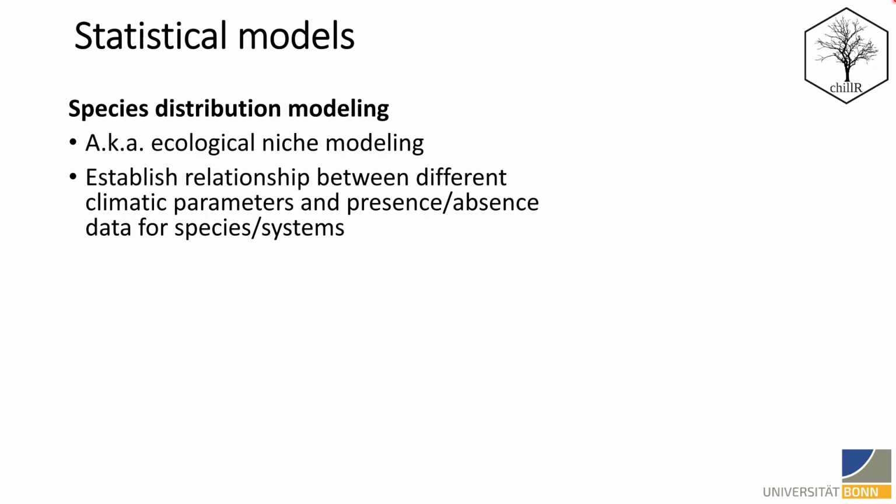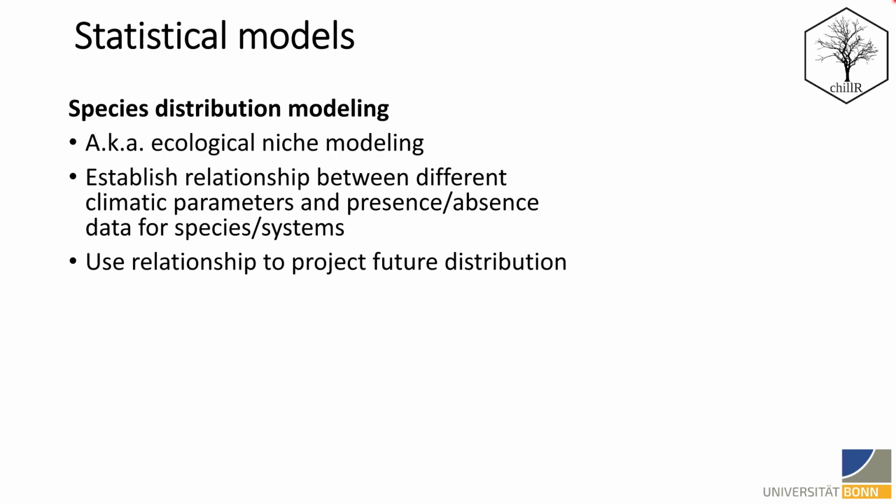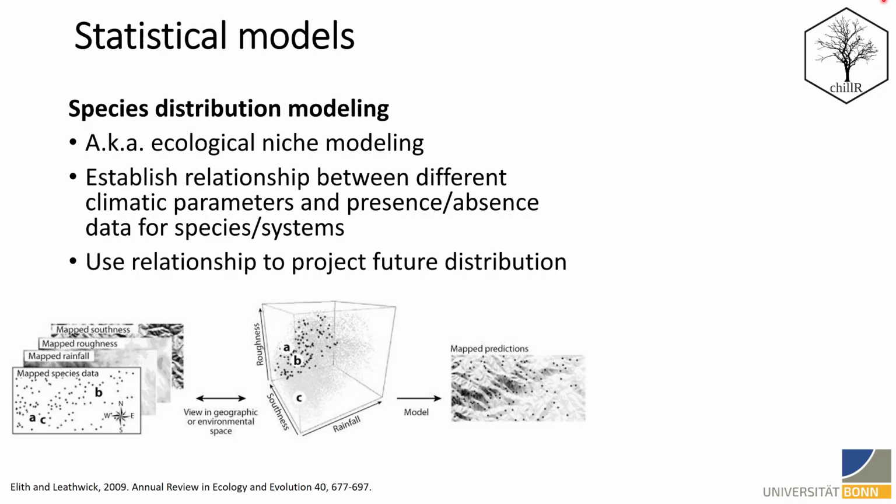Basically here, we're once again establishing a relationship between climatic parameters and something related to biology. But in this case, it's the presence or absence of a species or a particular cropping system or something. So basically we look at the distribution of a plant or an animal and look at the weather there, the climate there, and then try and find a correlation, a relationship between these two factors. We then use this relationship to project the future distributions of the same species. So here's an illustration of this.